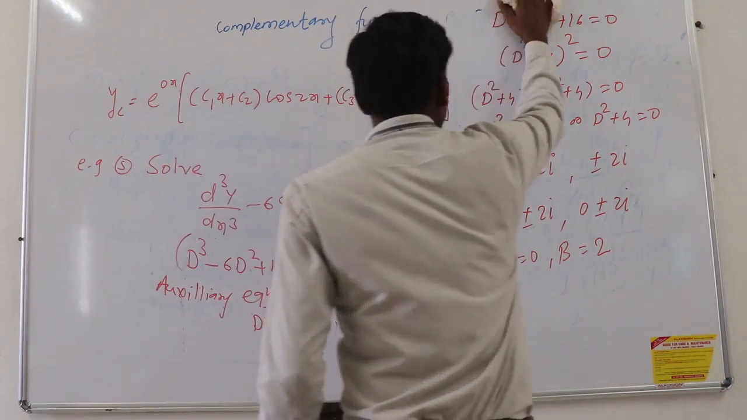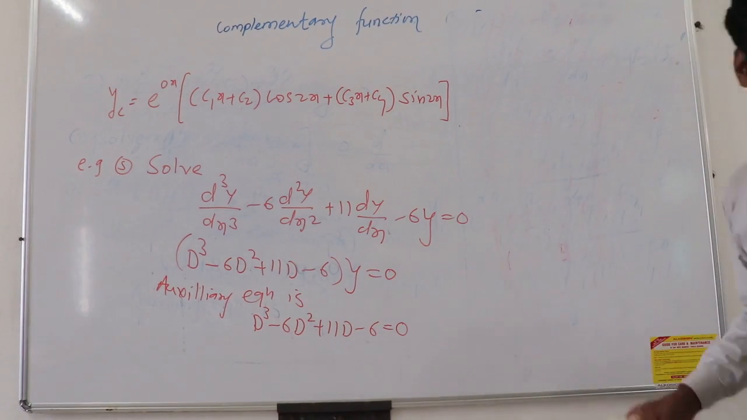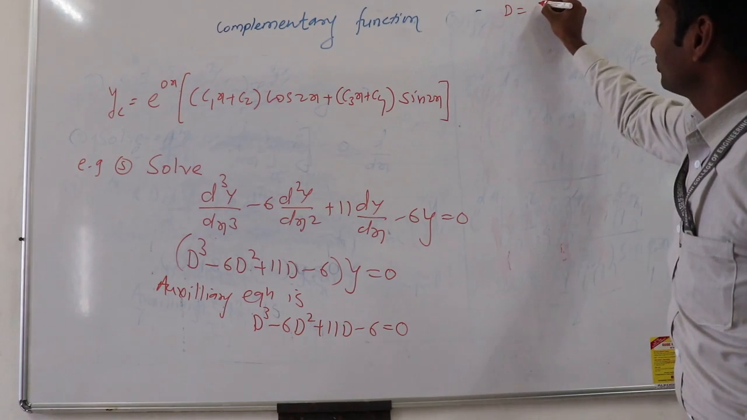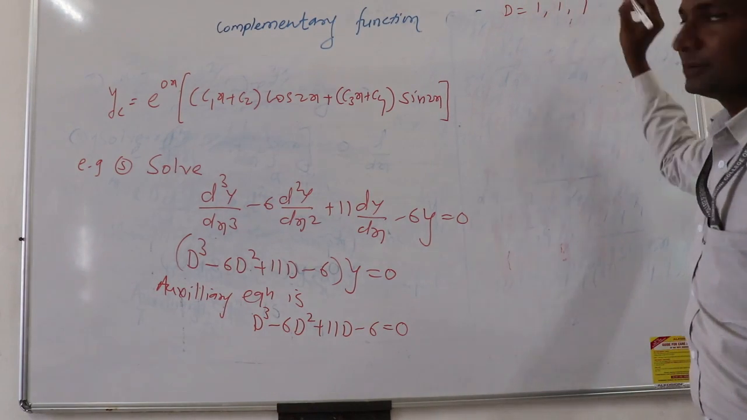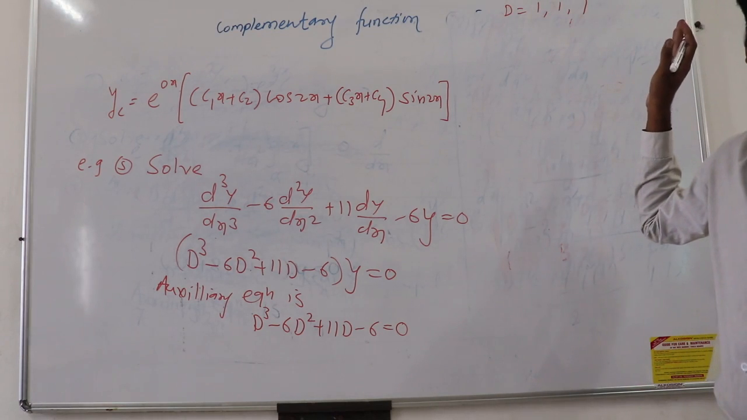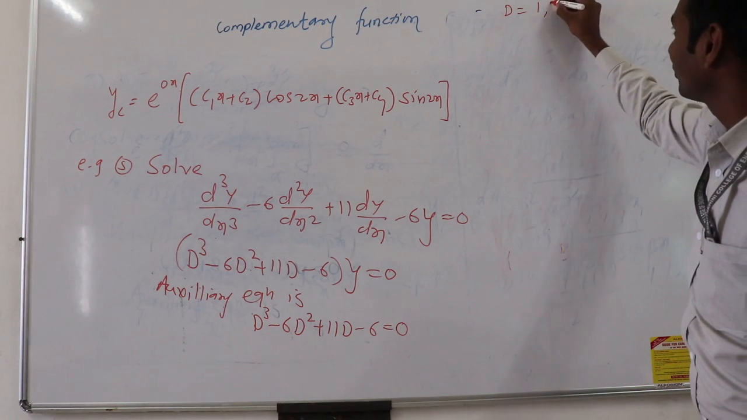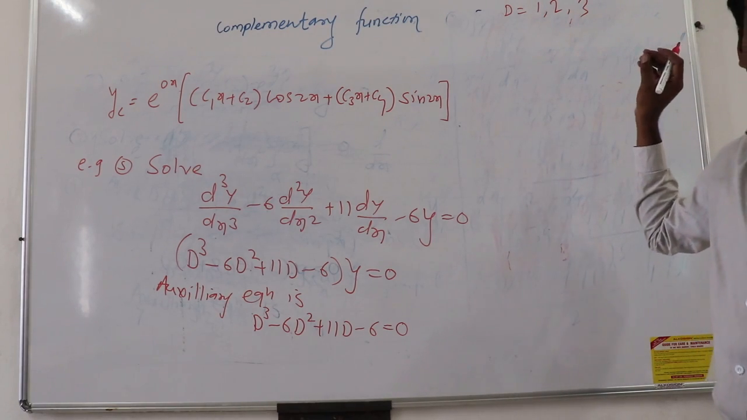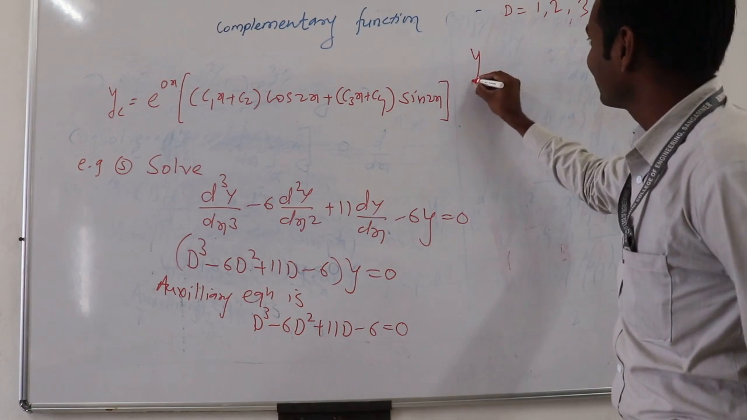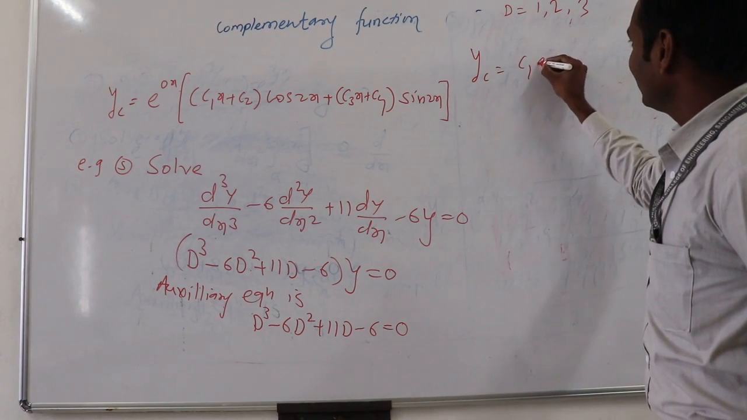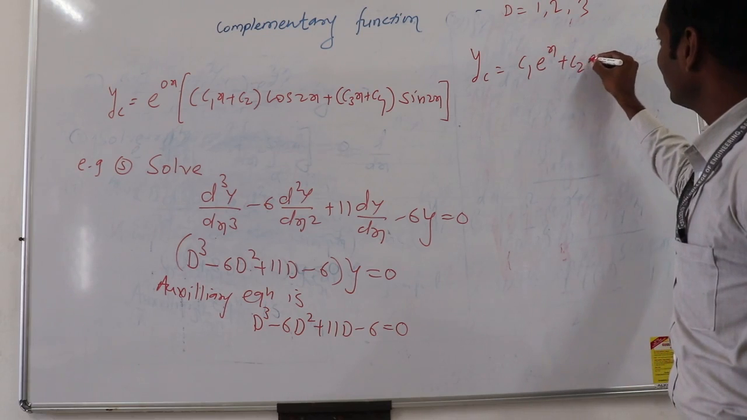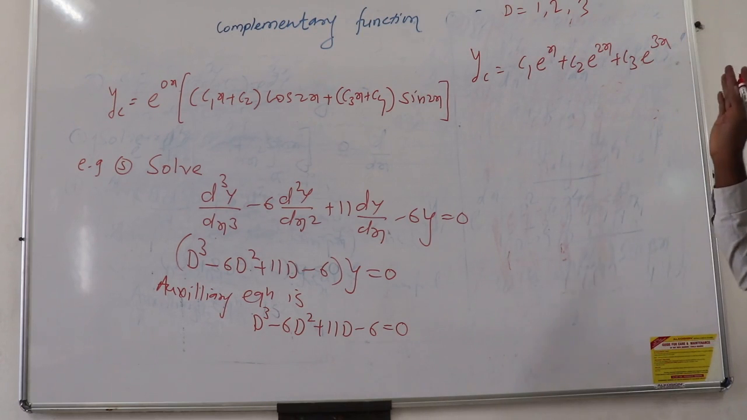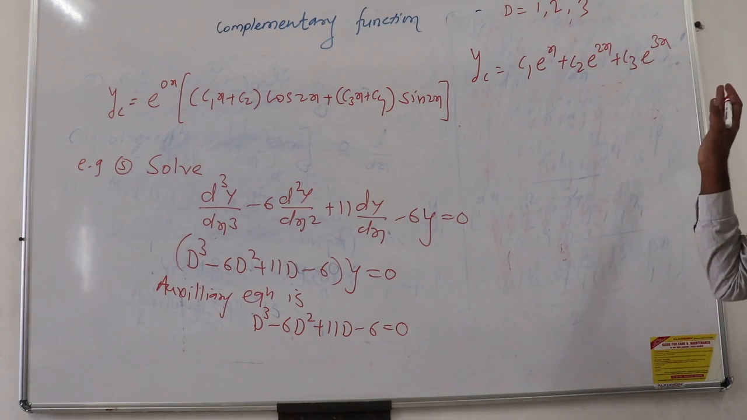Then its roots are d is equal to 1, 2, 3. We get 3 roots. All 3 roots are distinct roots. So the complementary function is c1 e raised to 1x plus c2 e raised to 2x plus c3 e raised to 3x. This will be the complementary function for this.